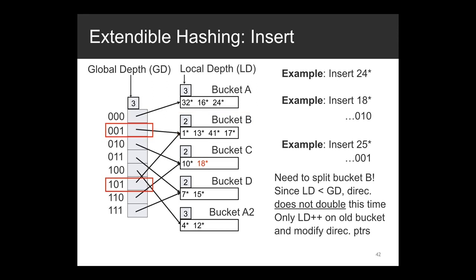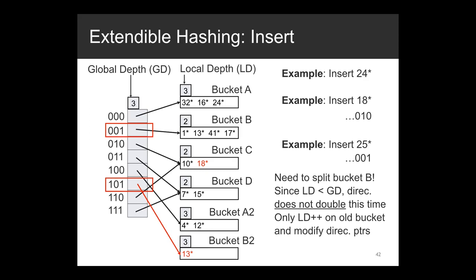Okay, so far, because the local depth was 2, you only needed to worry about mod 4. But because this bucket is getting split, its local depth increments by 1, and now you have to start doing mod 8 instead of mod 4. And so this will be the new directory structure.